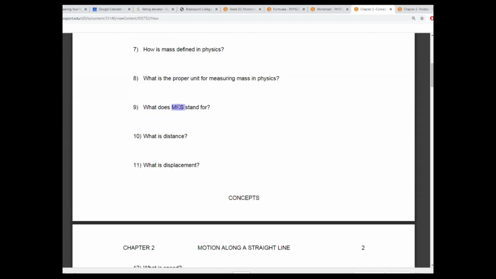Very good. What does MKS stand for? Meters, kilograms, and seconds. It refers to the metric system of measurement. Okay, very good. Meters, kilograms, and seconds. The metric unit measurement system. Give yourself 5 points.